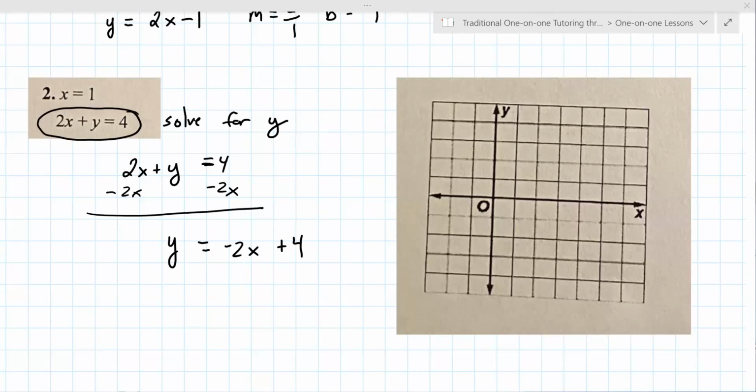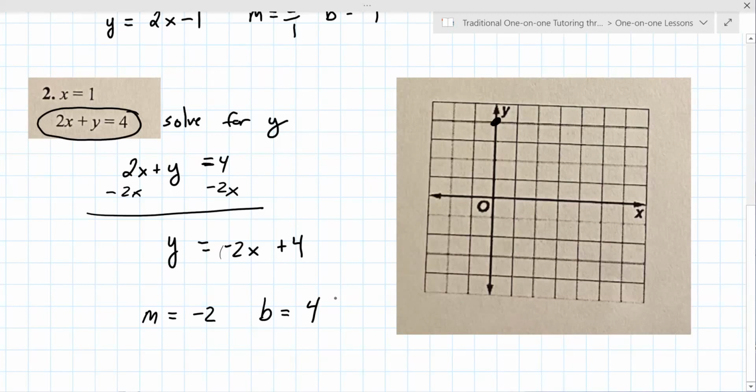So now the slope is the number in front of x. What is the number in front of x here? -2. That's the slope. The b value is the other number, which is 4. To graph the line, you start with the b value. So this time you're going to go up 4. 1, 2, 3, 4. Boom, right there.